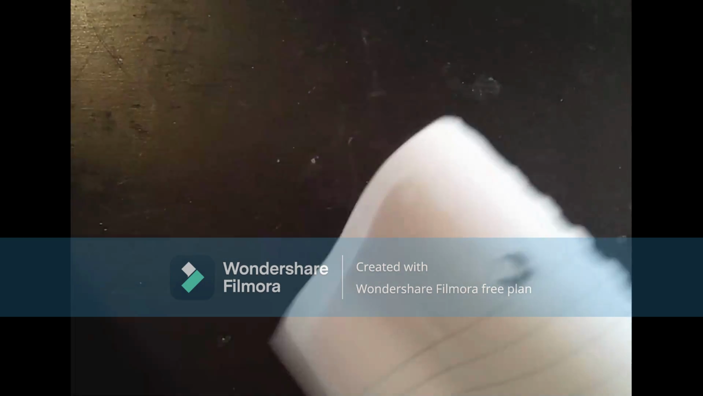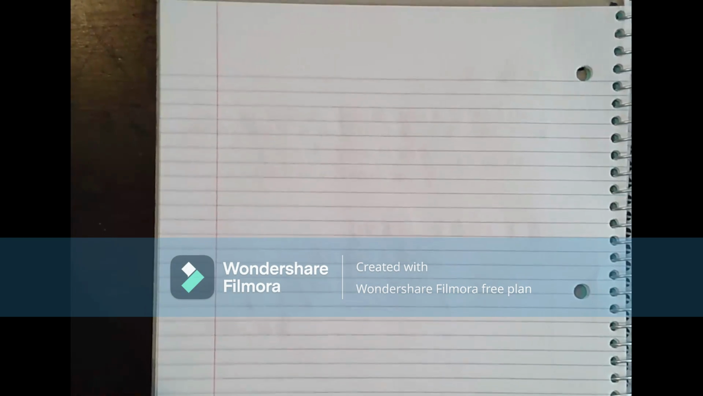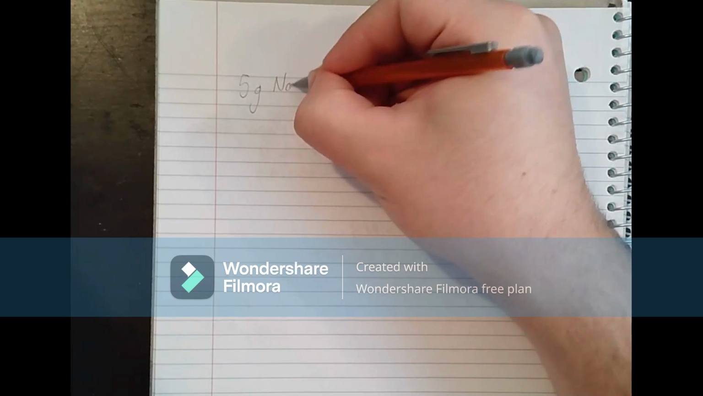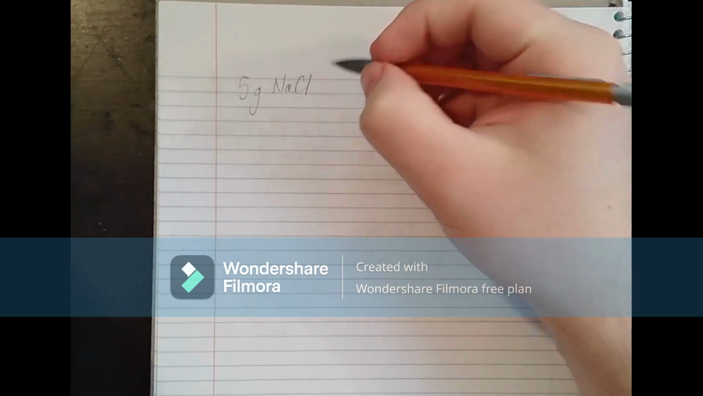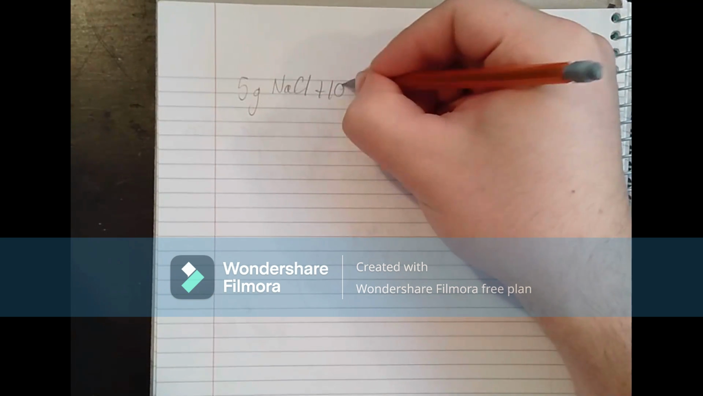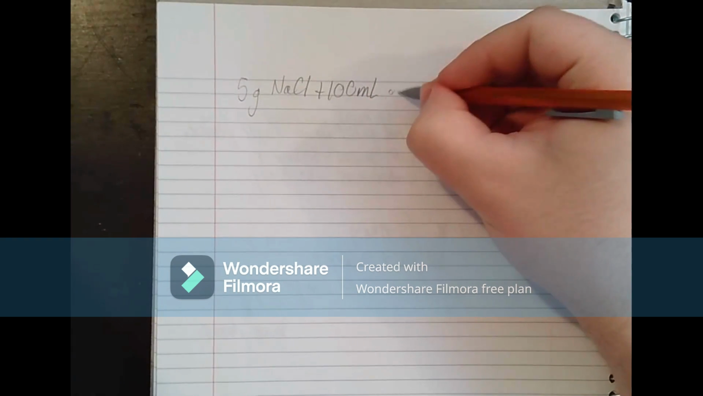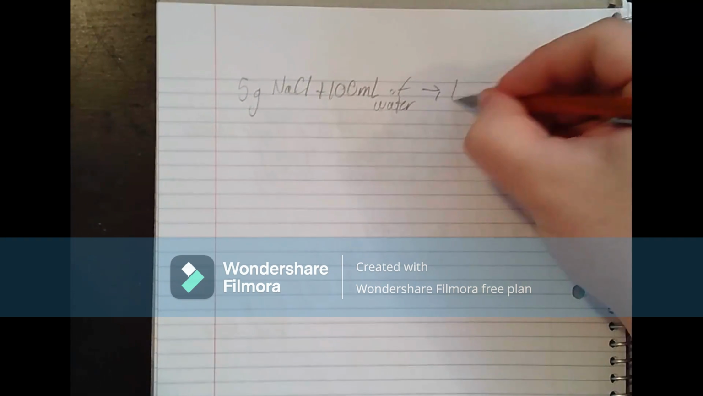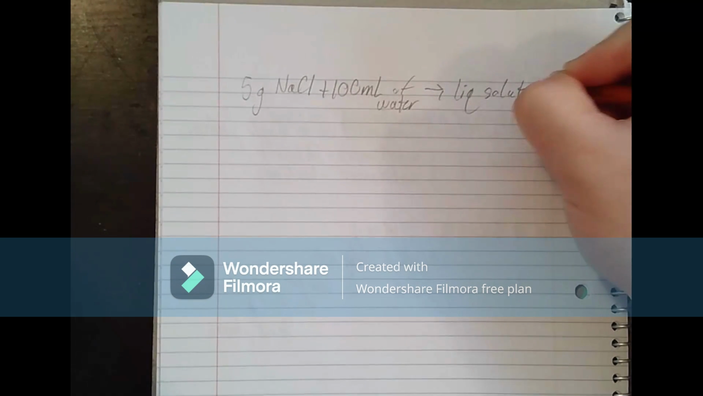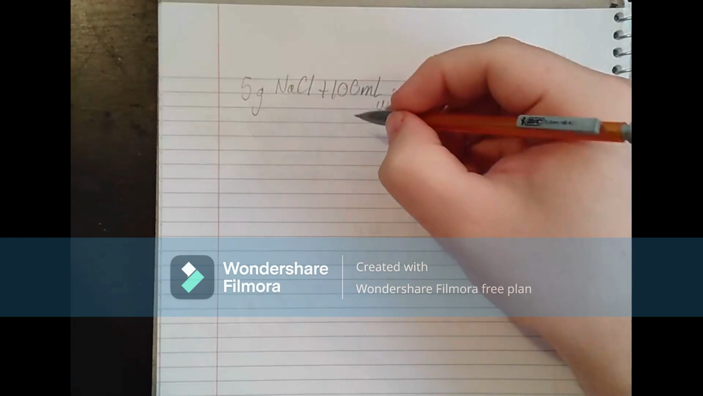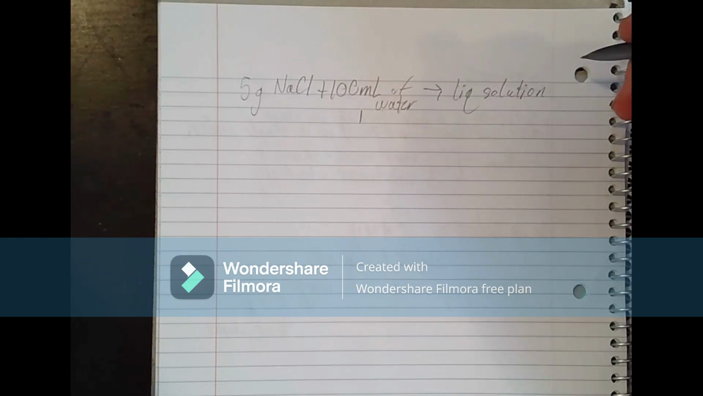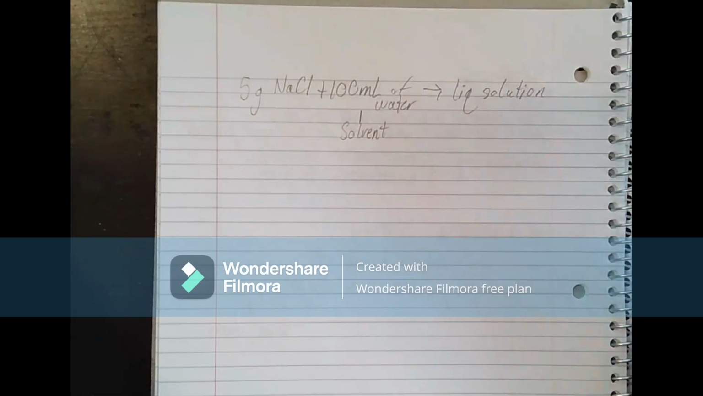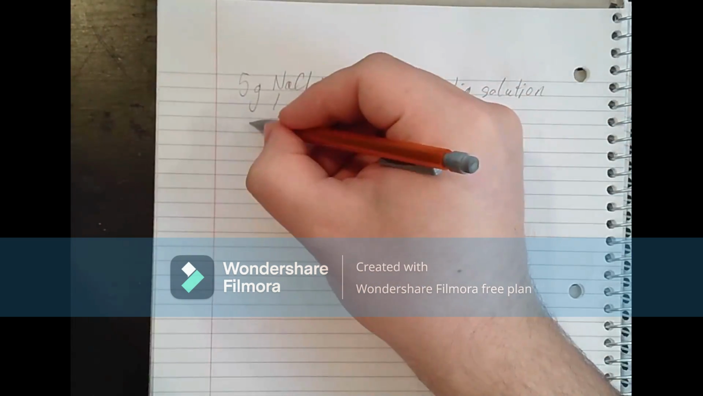Now, let's practice a couple examples of this. All right, let's say there's 5 grams of sodium chloride, just simple table salt. It's soluble in water. So let's say you have 100 milliliters of water. By mixing these two, you're going to find that you get a liquid solution. And of course that is because the solution is in liquid state, ergo water should be the solvent, as sodium chloride will be the solute.